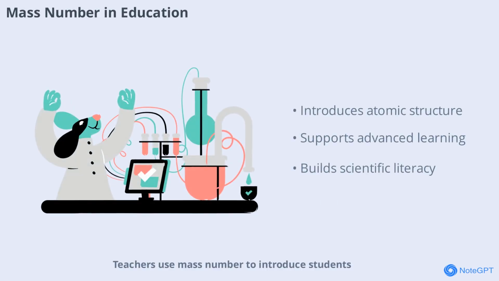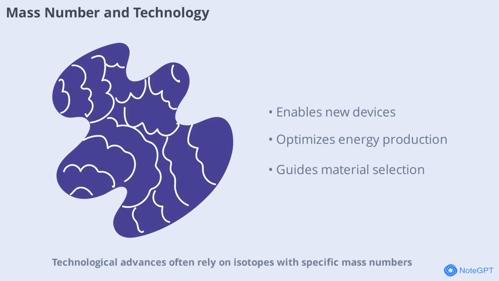Teachers use mass number to introduce students to atomic structure and the periodic table. Understanding mass number helps students grasp more advanced topics in chemistry and physics, laying the groundwork for future learning and scientific literacy. Technological advances often rely on isotopes with specific mass numbers.